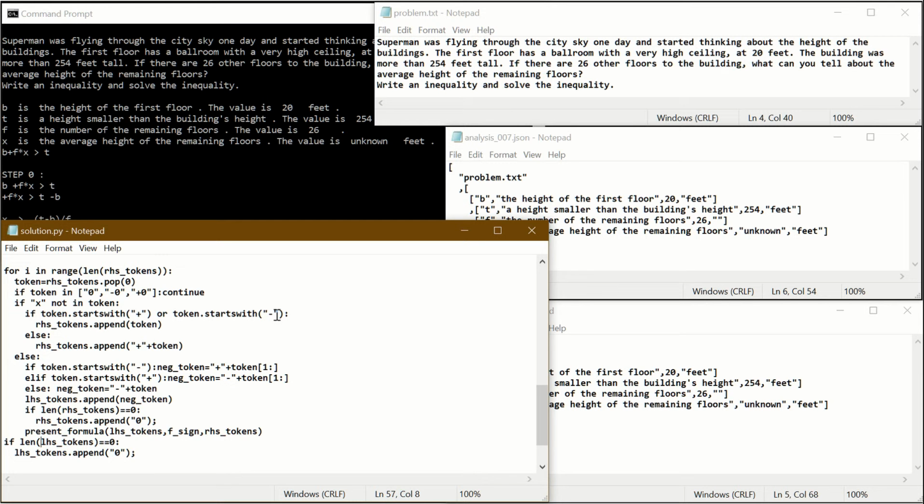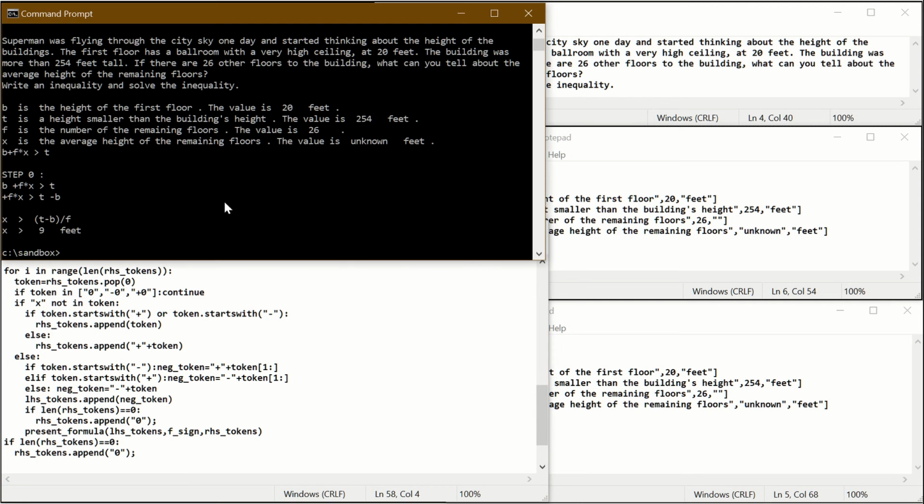Then I am printing the formula. Then I am checking if the left hand side is empty. I might have that case. If it is, I am adding the 0 token on that side. Okay, so now we are ready to test. I'm saving this file. And I will run the first test, the original problem.